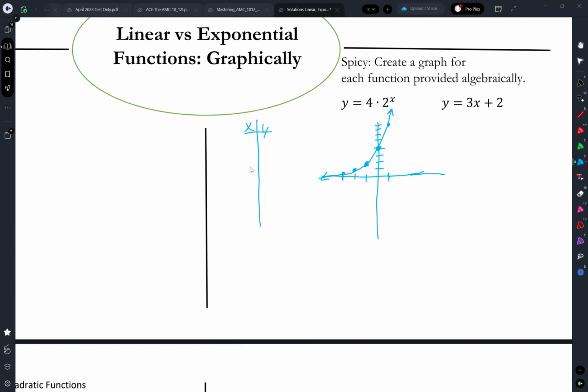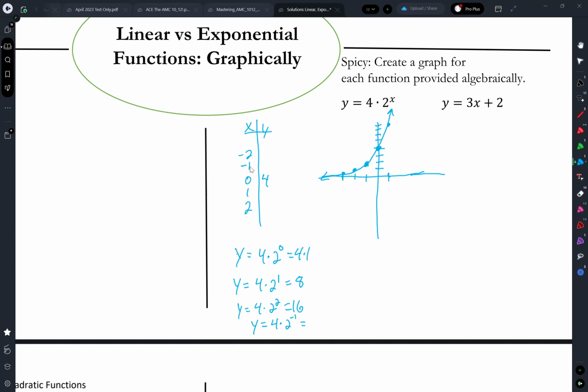Again, if I was doing a table, though, a couple of things with the table that are really beneficial. You just get to choose your inputs and you substitute those in. I always start with that 0. So 2 to the 0. You can just type it into a calculator, but 4 times 1 is 4, just like the y-intercept I had graphically. If I input that 1, 4 times 2 is 8. If I input that 2, 2 squared is 4, 4 times 4 is 16, and so I could have kept that going. I can also input that -1.